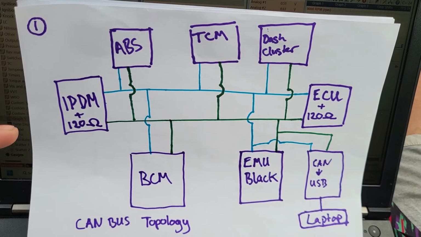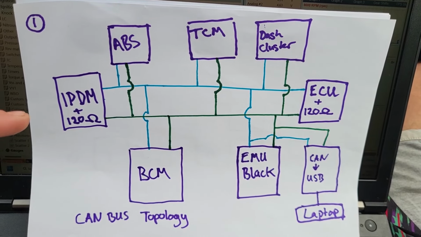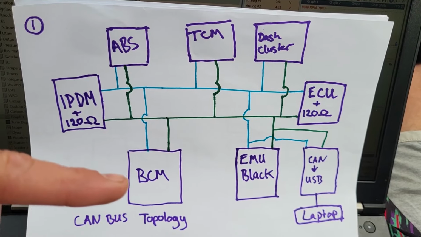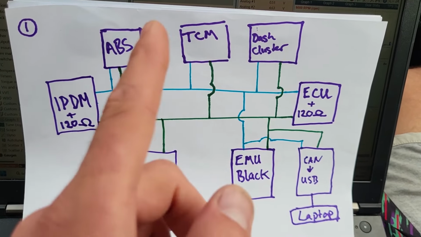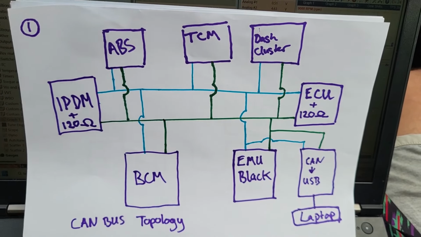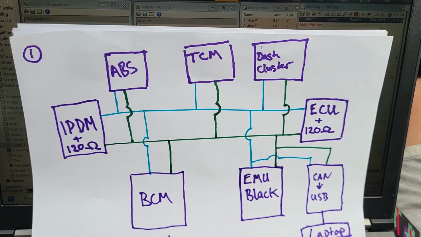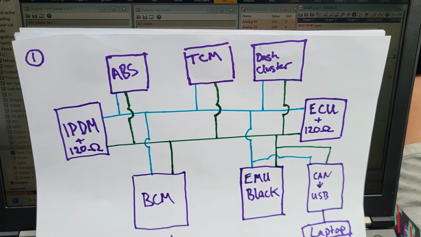So we've got our IPDM, that's the clever fuse box which is in the engine bay behind the battery, ABS module, body control module, which I think is by the driver's foot, TCM by the passenger's foot, dash cluster, and then the OEM ECU. That would be your standard CAN bus network within the vehicle.